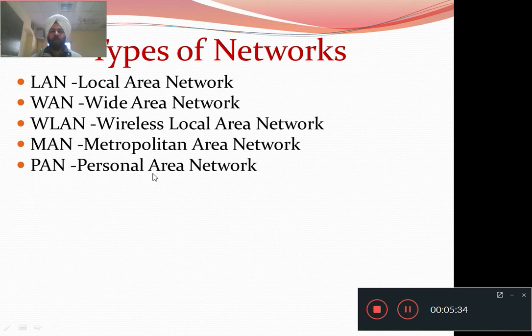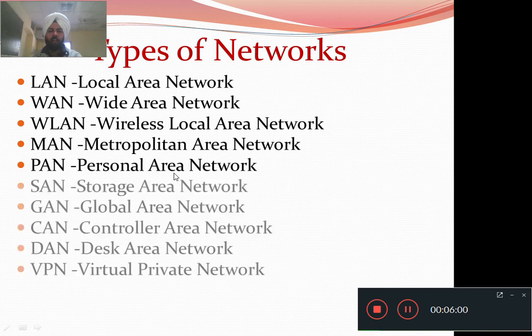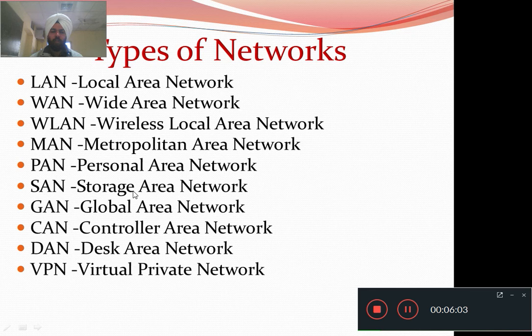Another is PAN, personal area network. We have one laptop, one mobile, one printer in a room or in a building. We can make a personal network or personal area network. That is the example of PAN. And there are some more types of networks: SAN, storage area network; GAN, global area network; CAN, controller area network; DAN, desk area network; and VPN, virtual private network. These are some other types of networks.